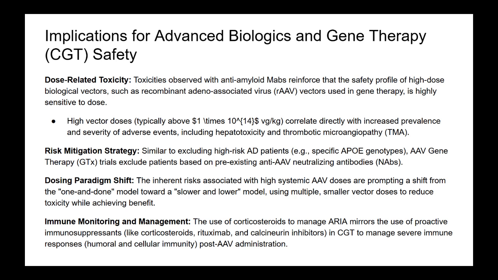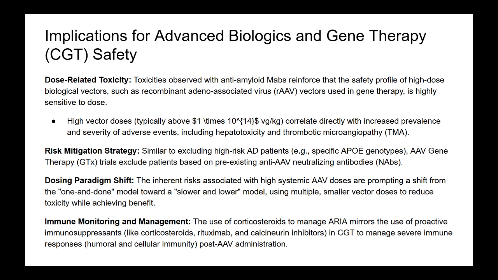However, such high doses have been linked to an increased prevalence and severity of adverse events, including liver toxicity and a condition known as thrombotic microangiopathy. Fatalities in some cases highlight the dangers posed by innate and adaptive immune responses, which can lead to organ failure. The risk mitigation strategy for anti-amyloid toxicity involves excluding patients who are considered high risk.